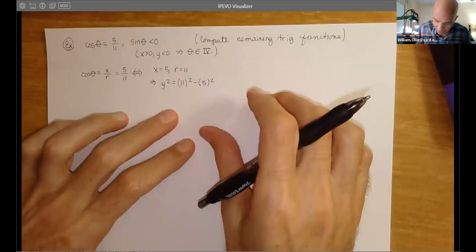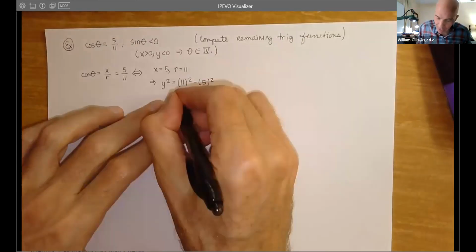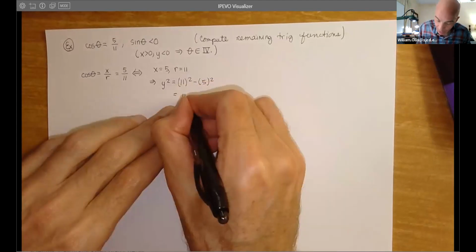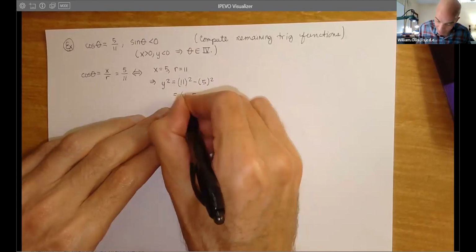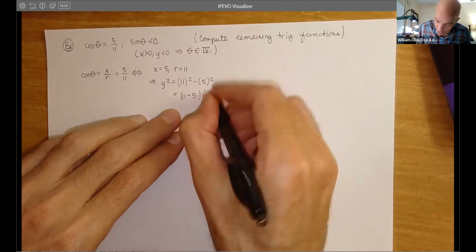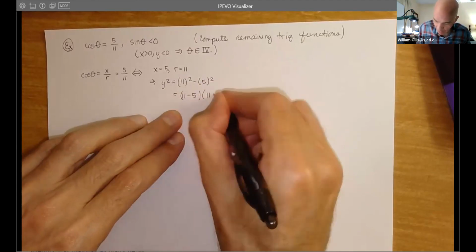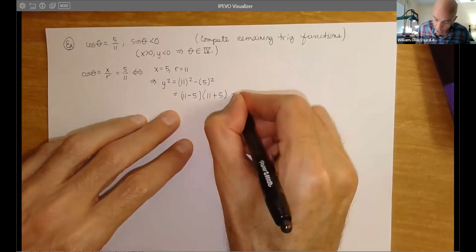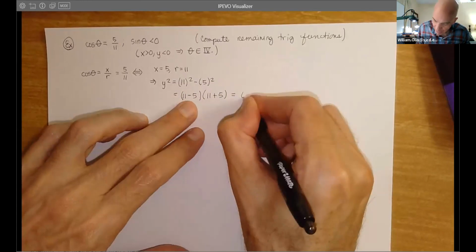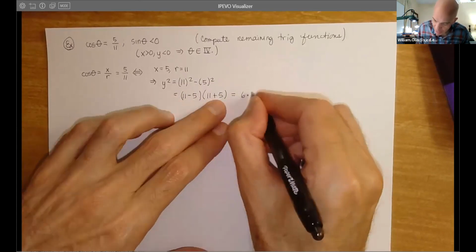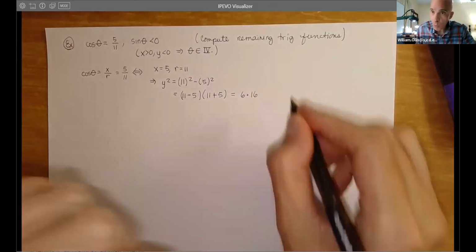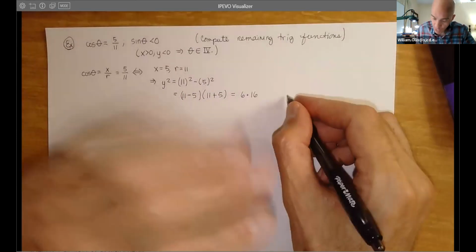That's annoying. And then we're thinking, okay, well, this is what? 11 minus 5 times 11 plus 5. Just doing the difference of two squares. So this will give us what? So that's a 6 times what? A 16. 16 is a perfect square. So that's fine. That's just 4 times 4, 2 times 3, no perfect squares there.